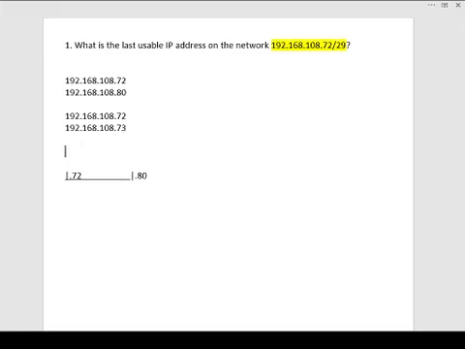I always tell people go with a broadcast next. It makes it easier because some people get it confused between last usable and broadcast and sometimes get the wrong answer. Well, we know the broadcast has to be one less than the next network ID, which is 79. So this makes the last usable a little bit easier because the last usable has to be one less than the broadcast, which is going to be a 78. What are they looking for? They're looking for the last usable IP address on that network, and here is your answer. On to the next question.